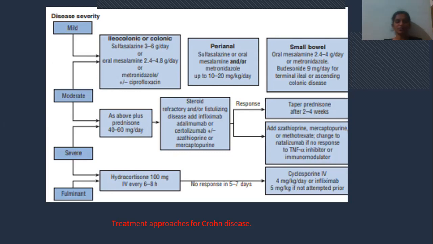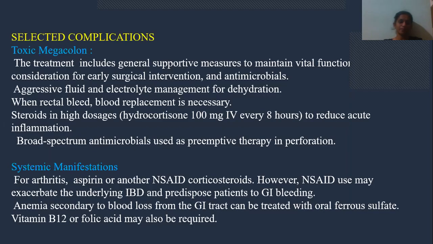Even if there is no response, then we have to change finally to natalizumab. If the condition is very severe, initially we have to put the patient on IV steroids and check for the response. If the patient is not responding properly, then we have to give IV cyclosporine or infliximab if not given prior. If the patient is not responding to IV cyclosporine, then we have to go for IV infliximab.